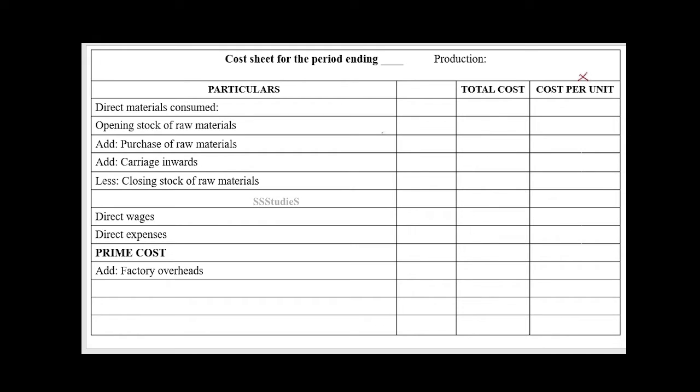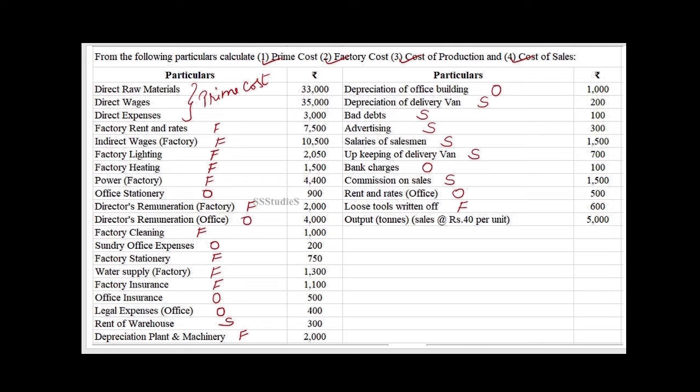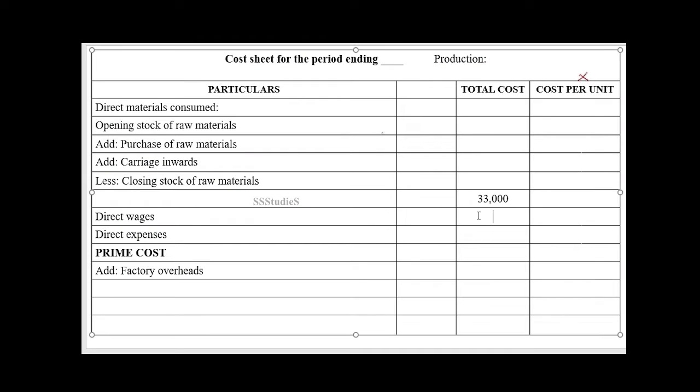Okay. So let us start with direct materials consumed. This figure is directly given in the problem. So that is 33,000. Then coming to direct wages and direct expenses, it's 35,000 and 3,000. If we add all these three figures, we get prime cost. So prime cost is 71,000.